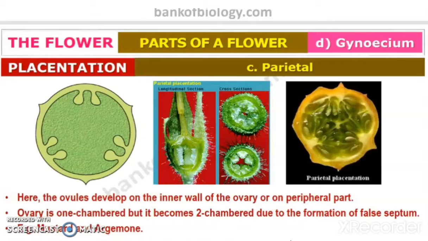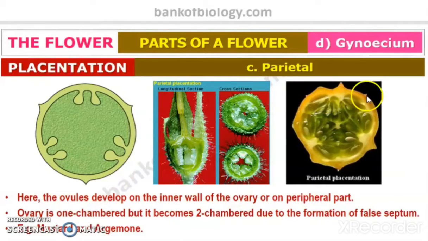So when there is formation of a false septum, it forms a two chambered structure, or else it will have only one chambered structure. It will not have a proper visible division, but it will have a thin structure which will be dividing all this. Okay, and examples of plants which have this parietal placentation are mustard and argemone. You can see it here, right?